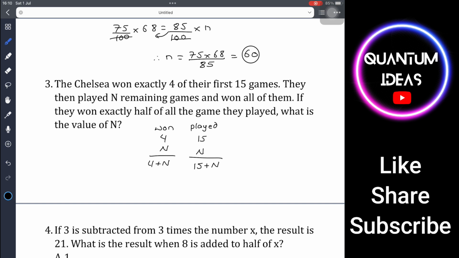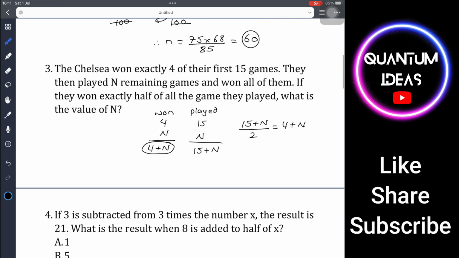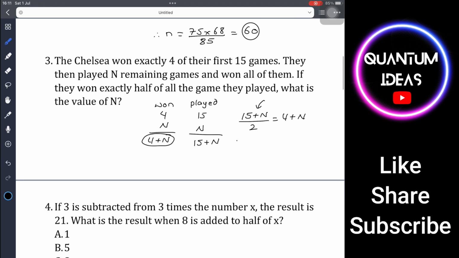Look, here is the key. If they won exactly half of all the games played, so they played 15 plus n, and they won half of it, meaning the total divided by 2 is equal to the games they won, that is 4 plus n. So half of the total is equal to what they won. Now you can solve this simply.